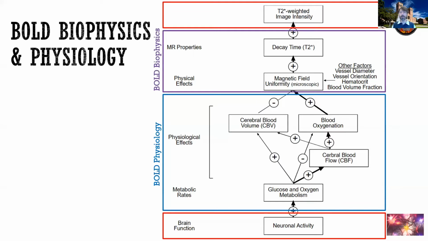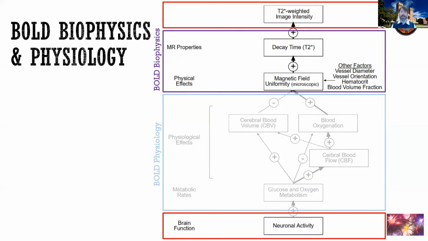And then there's the so-called biophysics of the BOLD signal, which is: if the magnetic field becomes more uniform because there's more oxygenation and less deoxygenated hemoglobin, what happens to the magnetic field? How does it change? How does it become more or less uniform? And how does that change the rate at which protons dephase with respect to each other? And this we refer to as the biophysics of BOLD. So what I want to do today is focus on the BOLD biophysics. And the next time we will look at the BOLD physiology.